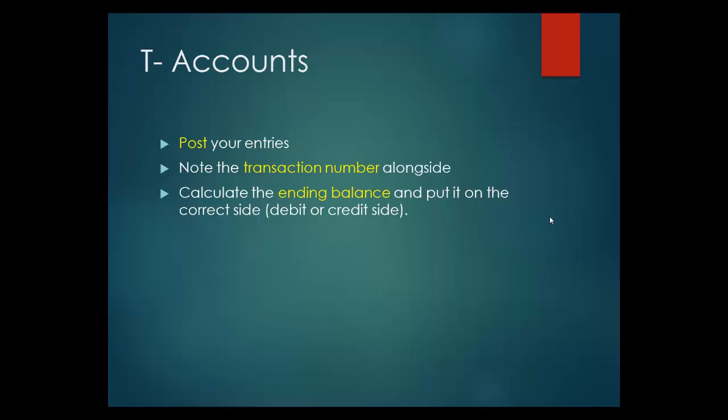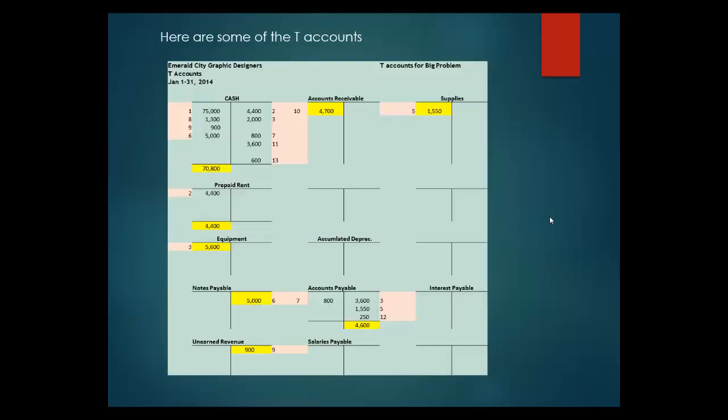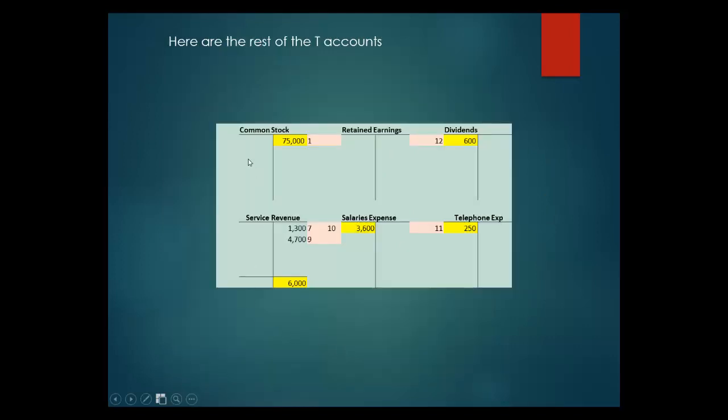So the next step in the accounting cycle is to post your entries. And I like to note the transaction number alongside. Then at the end of that, we'll calculate the ending balance and put it on the correct side, the debit or credit side. So I'm going to show you all the T accounts associated with these. This first slide is most of the T accounts through salaries payable. The second slide is the remaining stockholders' equity accounts, revenues, and our two expense accounts with this company.